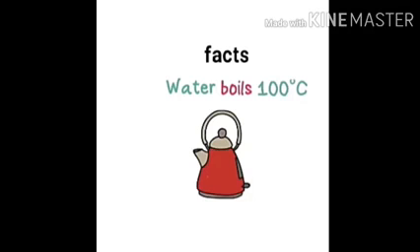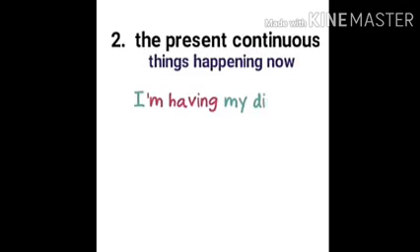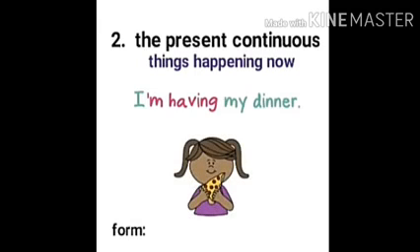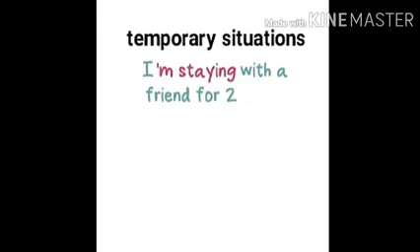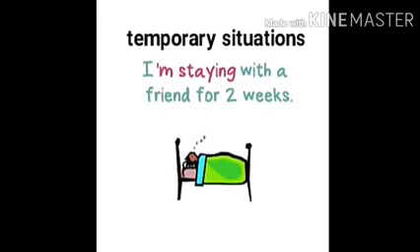Okay, so moving on to the present continuous. The present continuous is used for something that is happening now. So for instance, I'm having my dinner. It's happening now. The form is the subject plus am, are, or is, and the ing form of the verb. The present continuous is also used for temporary situations. So you could say, I'm staying with a friend for 2 weeks. This is telling your listener that the situation is not permanent. It's just for 2 weeks. It's a temporary situation. So you use the present continuous.